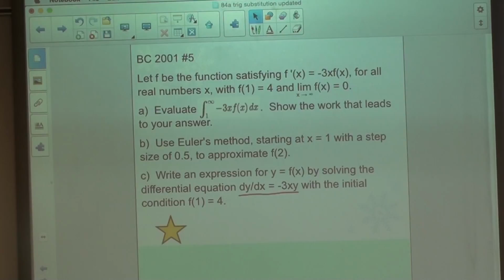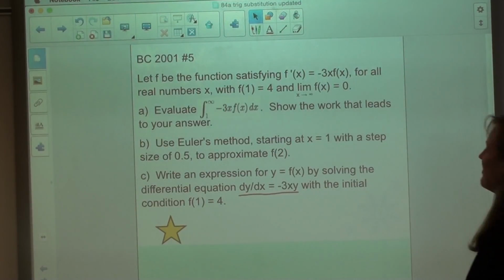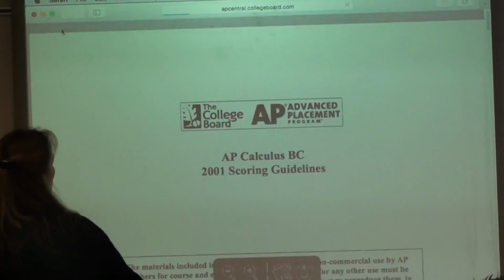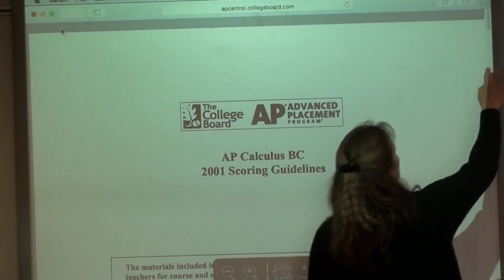Oh, this right here, since negative 3x f of x is f prime of x, I substitute it, and then when you take the integral of that, you get negative 3x squared over 2. But I'll still have the C. You have to solve for C.